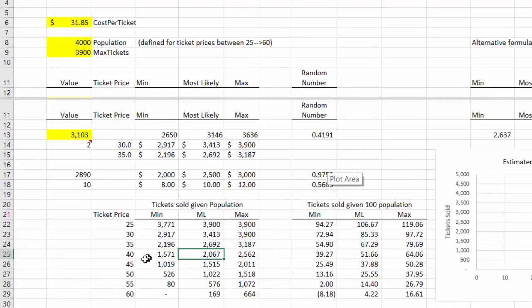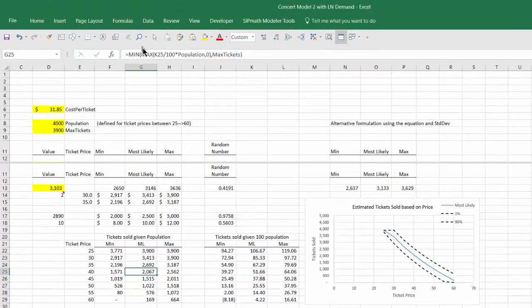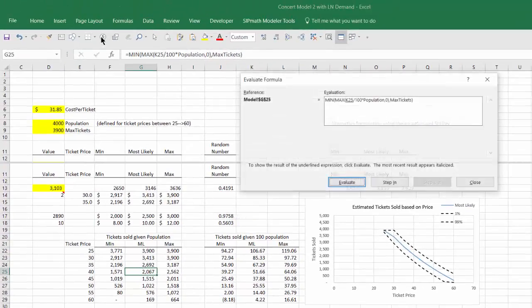So if I offer the tickets at $40, I'm going to take, let's use our f of x function here. Going to have 5166 divided by 100 times the population of 4,000, and then I've got a max ticket here, evaluate.